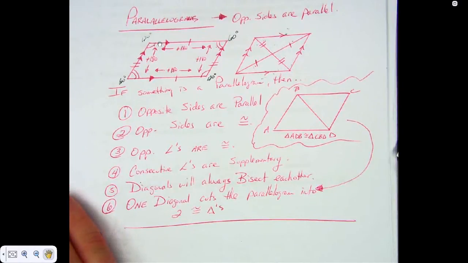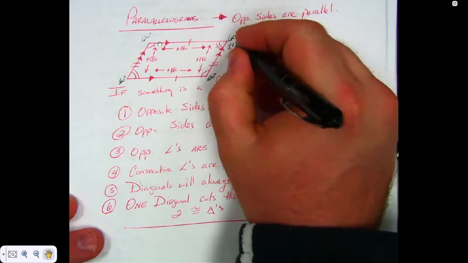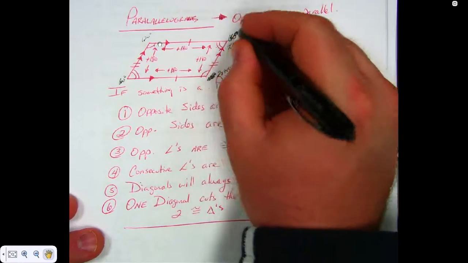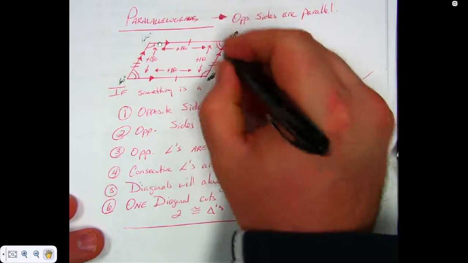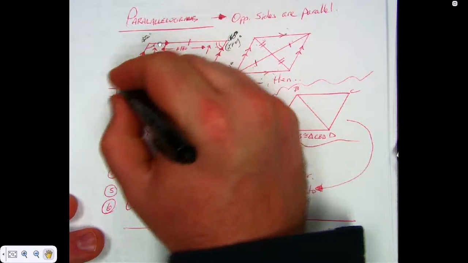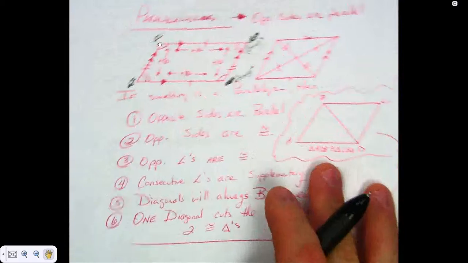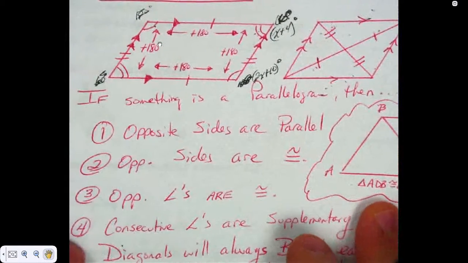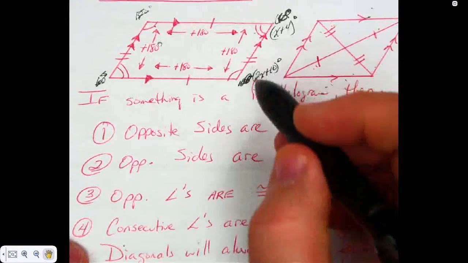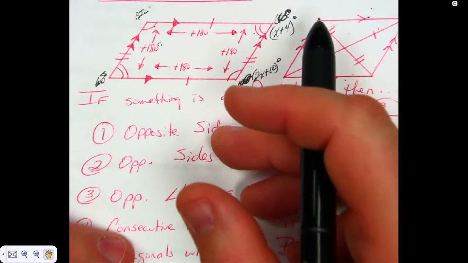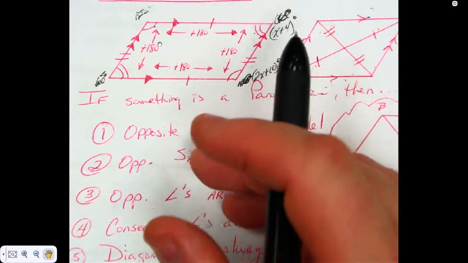See what I mean? Isn't there all kinds of different problems you could create from that? I could say this one is x plus 4 and this one is 2x plus 10. Find x. And I'm talking about the angle here. That's why I put degrees on it. How would I find x? Yes, I would say this plus this equals... See what I mean? There's a lot of different things you can do.